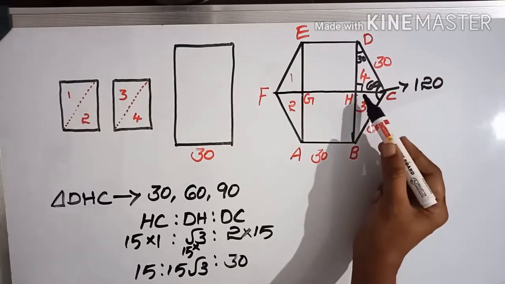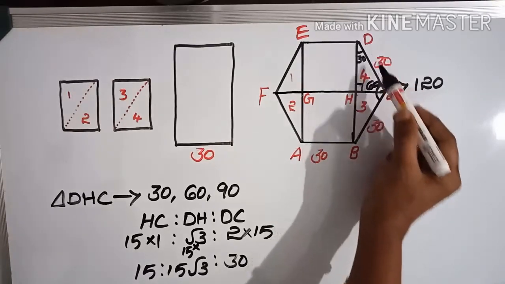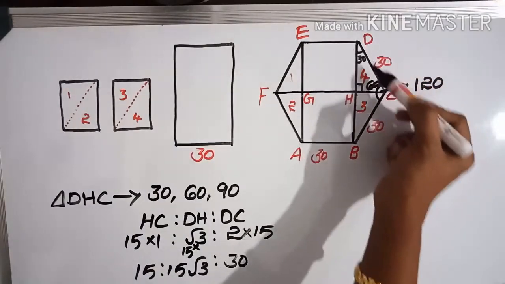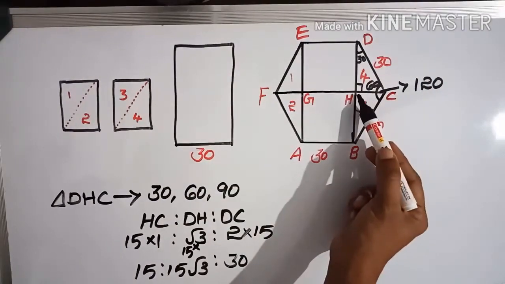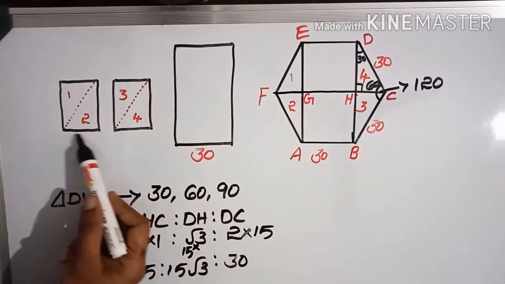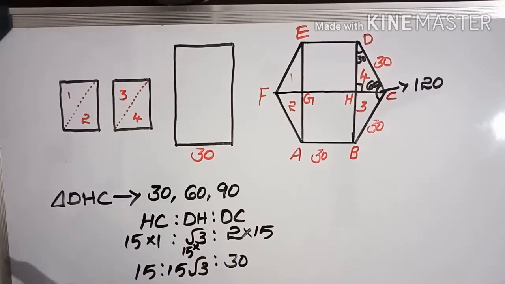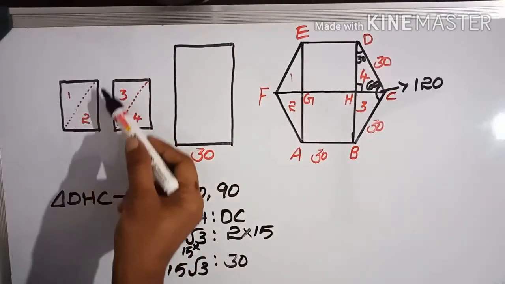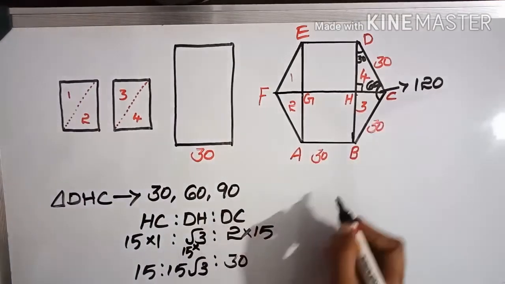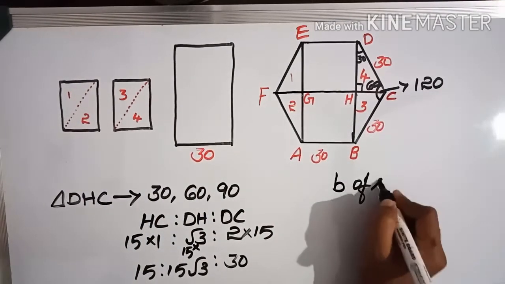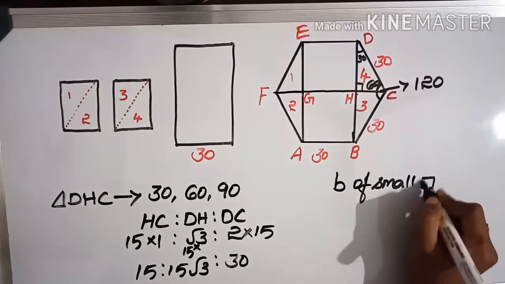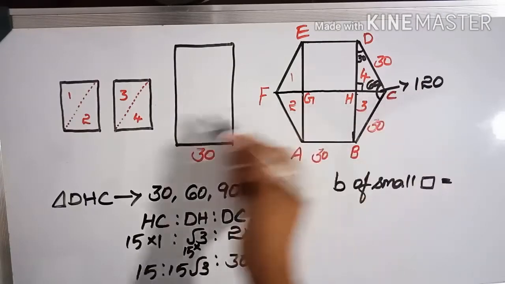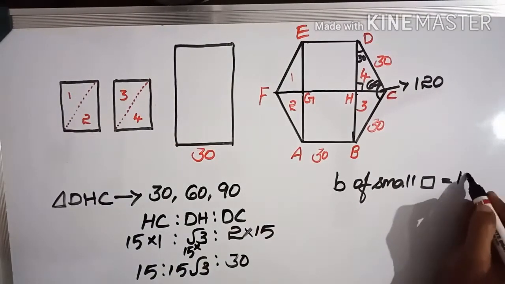Now check what HC is. It is a part of this rectangle. DC is the diagonal. So HC is the same as the breadth of the small rectangle. So the breadth of the small rectangle is 15. HC is 15, and HC is the same as this portion, so it is 15.